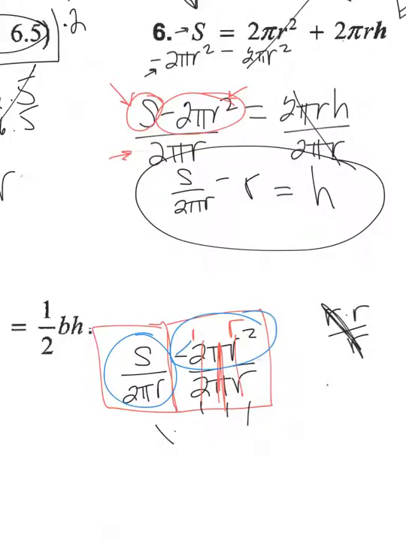So anytime you're doing this, work with the variable that you're trying to isolate last, and then you have to add and subtract from both sides or multiply and divide from both sides in order to isolate that variable.